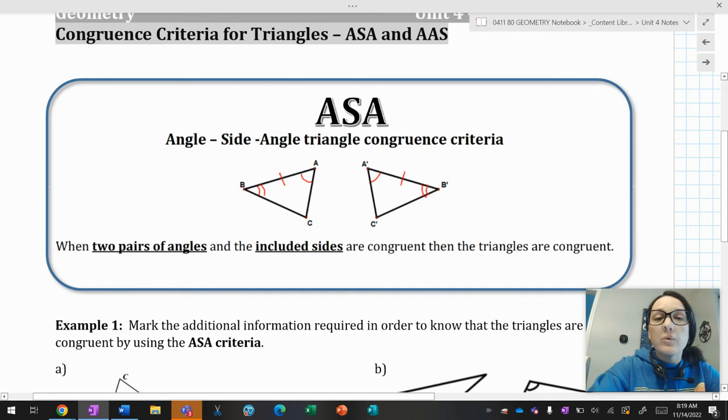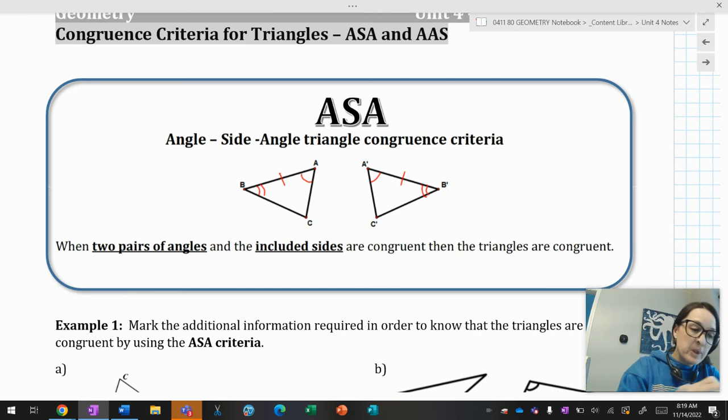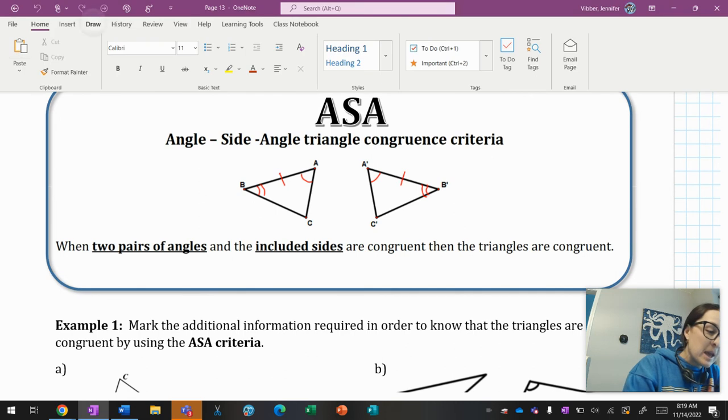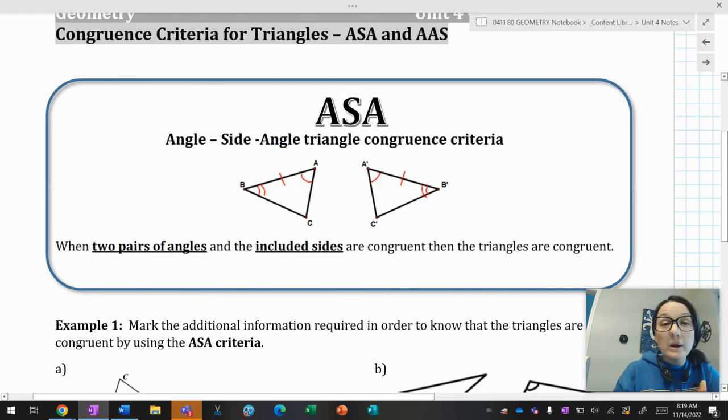Hello, kiddos. We are going to do a quick video today on ASA and AAS, two more shortcuts that you can use when completing triangle proofs. So the first one, ASA, stands for exactly what you want it to stand for: angle, side, angle.